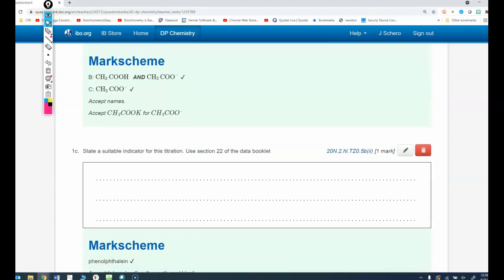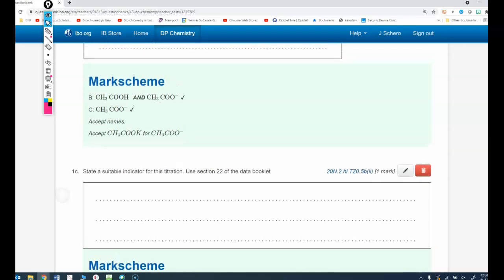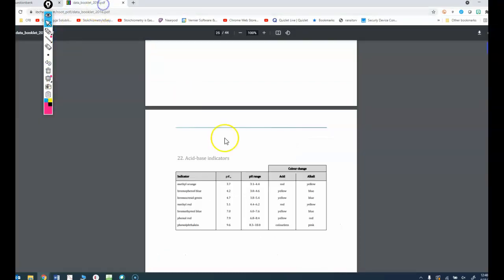All right, state a suitable indicator for this titration and use section 22 of the data booklet. Okay, so on this one, I am looking at a suitable indicator, and it looks like I'm looking somewhere in the neighborhood of a pH of 9 at the equivalence point. So I want to be sure that I am looking in the data booklet to find this answer. So let me erase that. Let's go look at the data booklet.